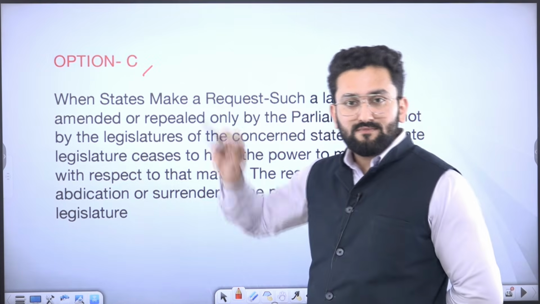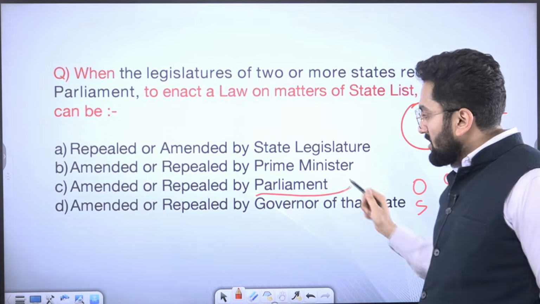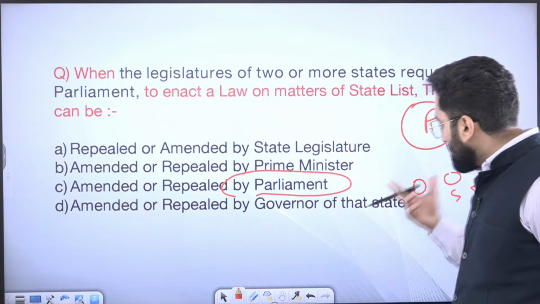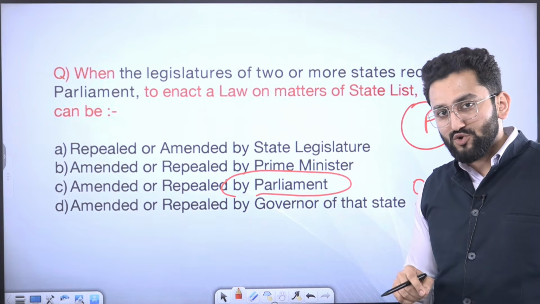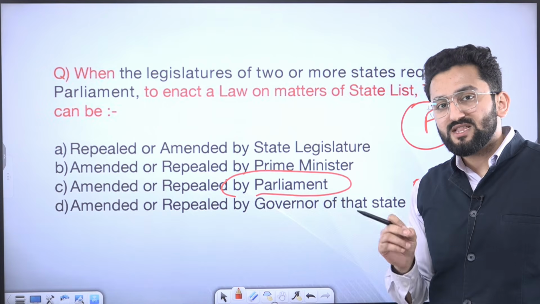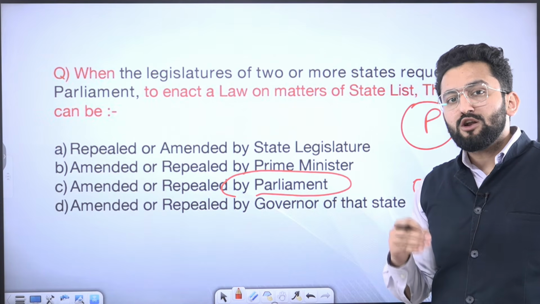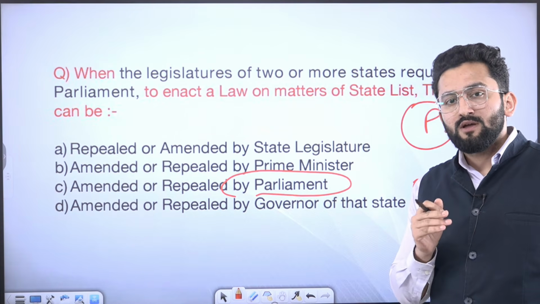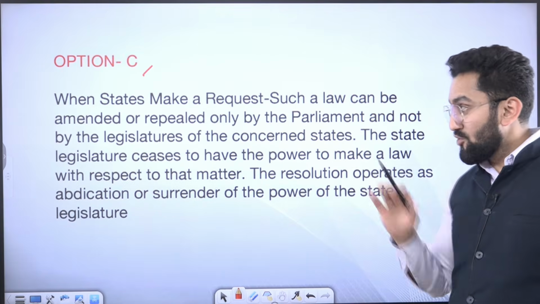Answer is C. Why is it C? Amend and repeal power will be with Parliament because Parliament has made the law. When you have requested Parliament to make law in this state subject matter to be applicable to you, at this point of time, you have given up your power with respect to that law. Okay? It's not like you cannot make any law on that state subject now. No, you can make other law. But for that law, Parliament is going to have power. Okay, I hope you like the twist.